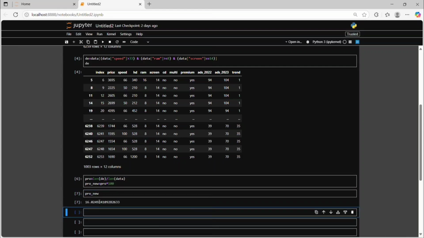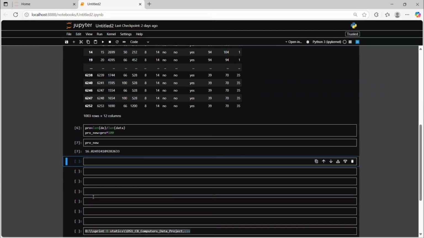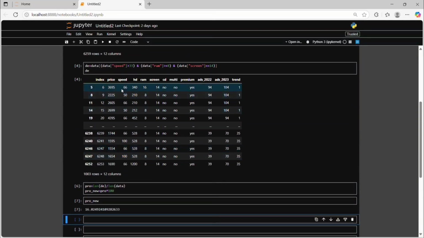So as you can see here, there is a 16% chance that a computer has all these three possibilities: speed exceeds 33, RAM size at least 8, and screen size equal to 14. So there is a 16% chance out of 100. We can say it's a very low chance that all three features come together if a customer purchases any computer from our store. Understand? So that's our first question.